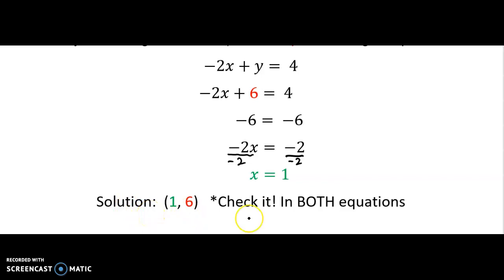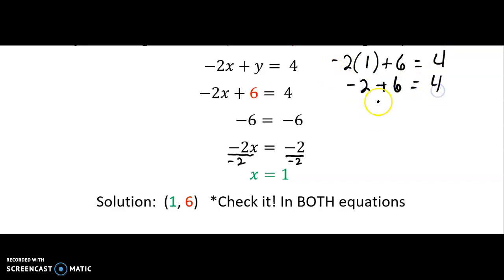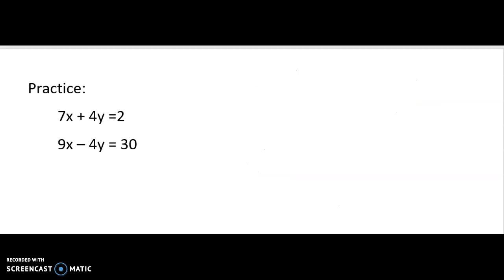Please make sure you are checking it in both equations. Substitute back in. You could go back to the original equation. So if we have negative 2 times x, which is 1, plus our y, which is 6, does that equal 4? Well, negative 2 times 1 is negative 2, plus 6 equals 4. So negative 2 plus 6 is 4. 4 equals 4. That checks. It works.